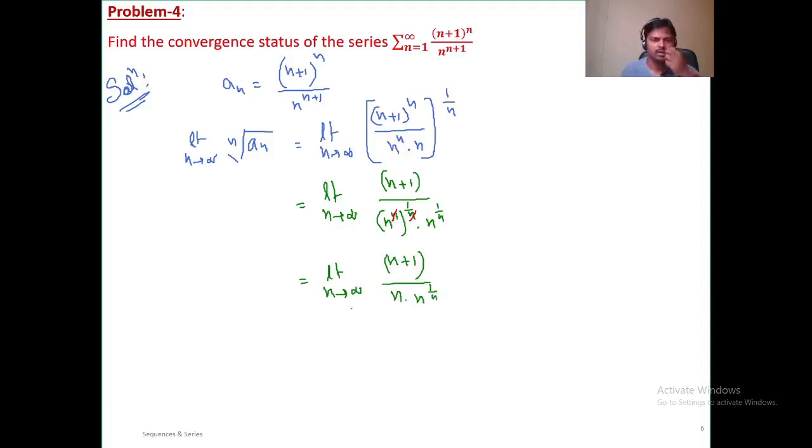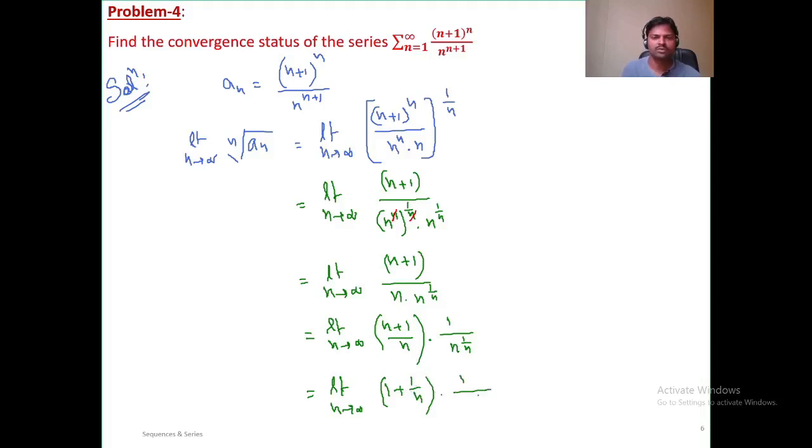Now, limit n tends to infinity. You simplify the terms. So this is n plus 1 by n, isn't it? n plus 1 by n into 1 by n power 1 by n. There are two terms: n power 1 by n is one term and n plus 1 by n is another term. Simplify this. So limit n becomes large, 1 plus 1 by n. Whole power n is not there. If it were whole power n, then it is e. Power n is not there, so don't get confused. So 1 upon n power 1 by n.